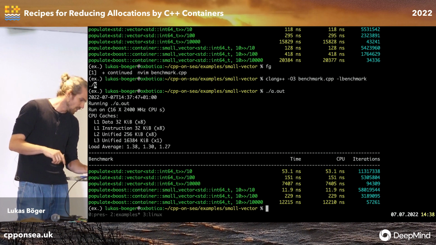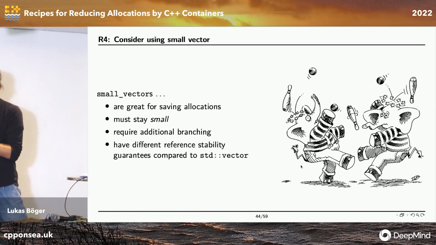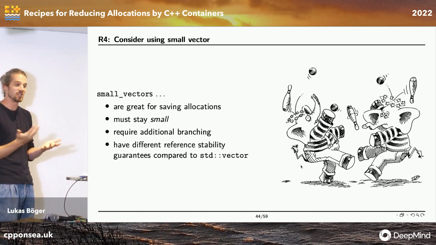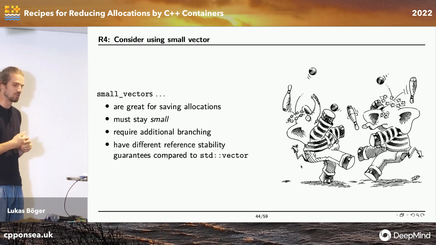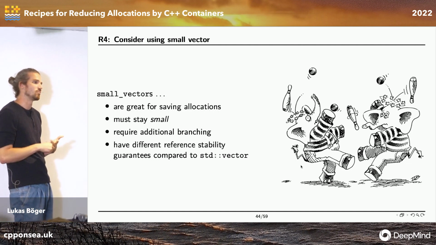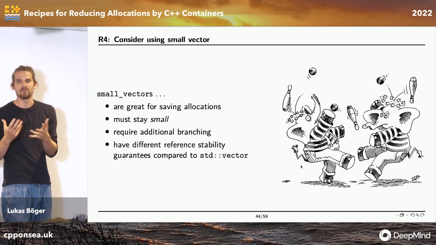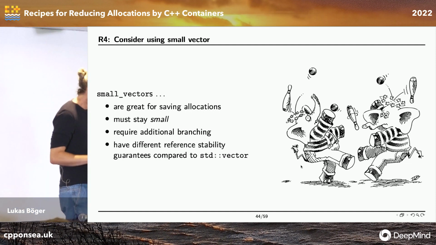Which leads me to the conclusion here. Small vectors are great for saving allocations, but like the name implies, they really need to be small. They do come with a cost, which is the additional branching. And to recap what's important about small vector, keep in mind that small vector might be a syntactical drop-in replacement for std vector, but it's not in terms of the semantics. It will have different behavior when it comes to iterator stability and stuff like that.